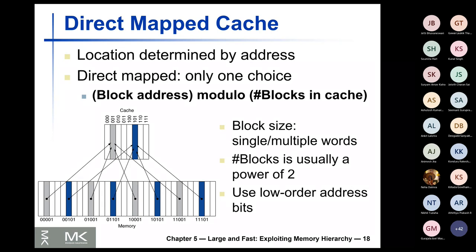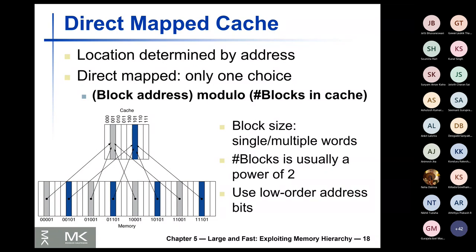Whereas, in the memory that is given here, there are much more, probably 32 blocks or so. How do I map a block address in memory to a block address in cache? I take the block address in memory and I calculate it modulo the number of blocks in the cache. In this cache there are 8 blocks, so I calculate modulo 8.